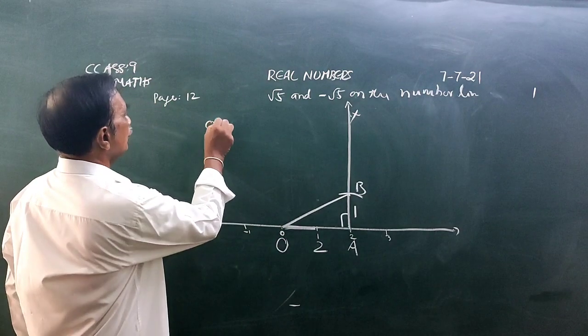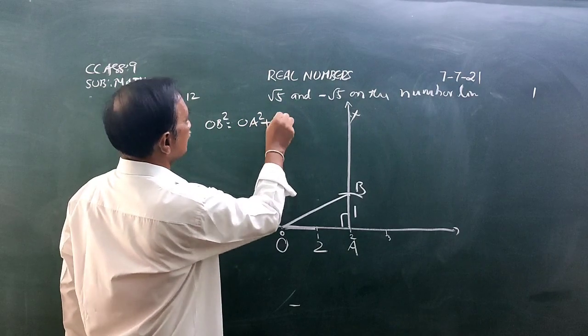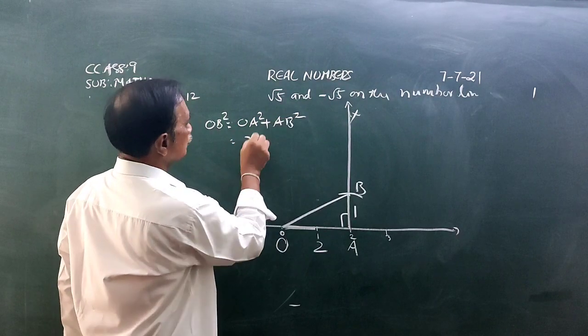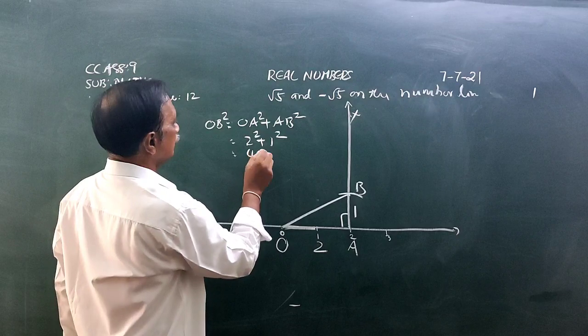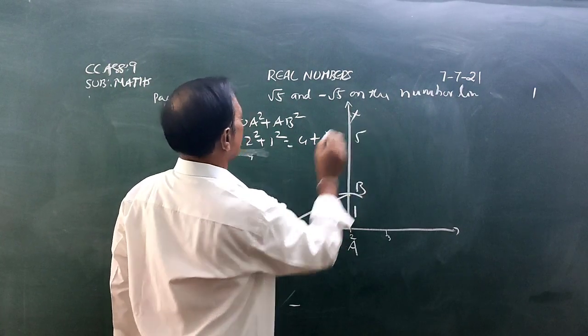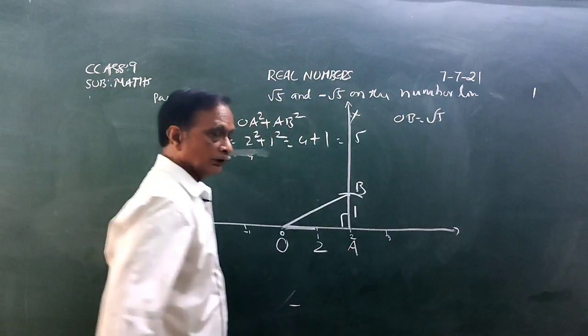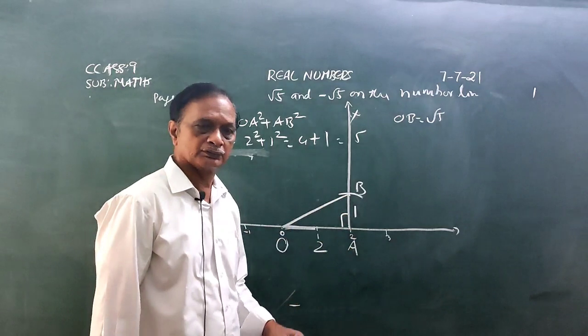So OB square equals OA square plus AB square, 2 square plus 1 square, 4 plus 1. That is equal to 5. So OB equals what? Root 5. Therefore the length of OB equals root 5 units.